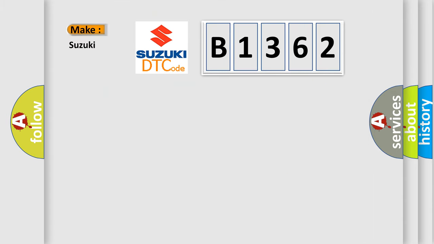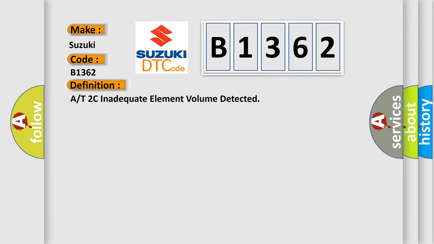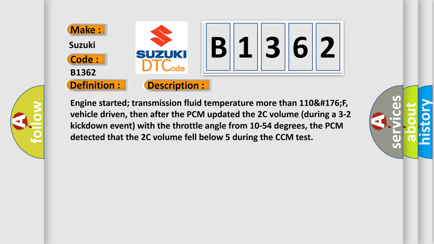So, what does the Diagnostic Trouble Code B1362 interpret specifically for Suzuki car manufacturers? The basic definition is: inadequate element volume detected. And now this is a short description of this DTC code.